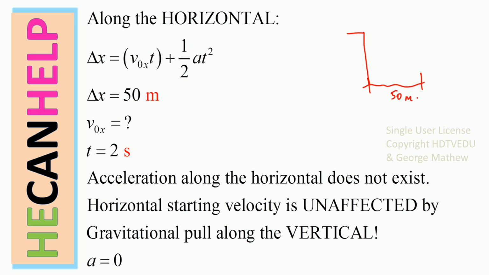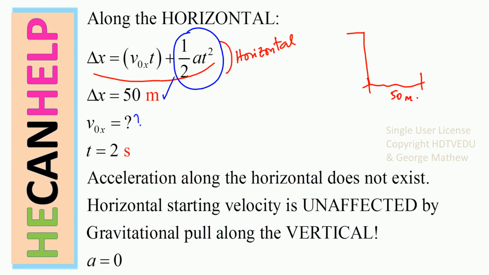And so we now do the displacement equation for the horizontal. Initial velocity times time plus 1/2 acceleration along the horizontal. This is all along the horizontal, okay? Horizontal acceleration is 0. There is no pull or push along the horizontal. That goes to 0. So what are we left with? Delta x is equal to 50. We don't know the initial velocity along the horizontal, but we do know the time. So acceleration along the horizontal does not exist. Horizontal starting velocity is unaffected by gravitational pull along the vertical.